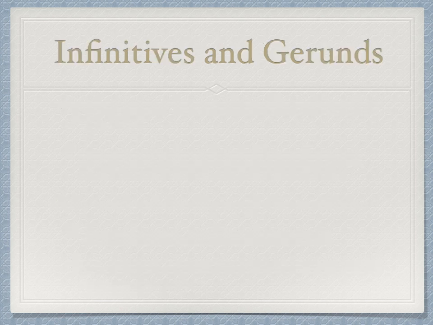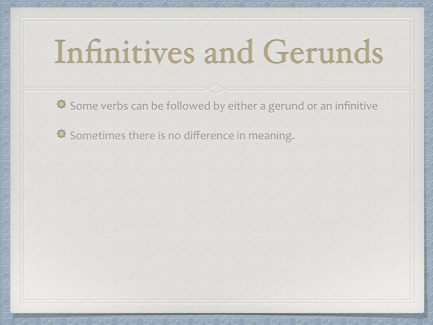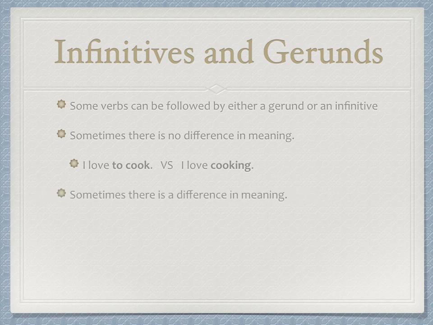So now let's talk about infinitives and gerunds together, because there is some overlap. Some verbs can be followed by either one, a gerund or an infinitive. A lot of times there is no difference in the meaning. For example, if I say I love to cook versus I love cooking, there is really no difference in the meaning of these two sentences.